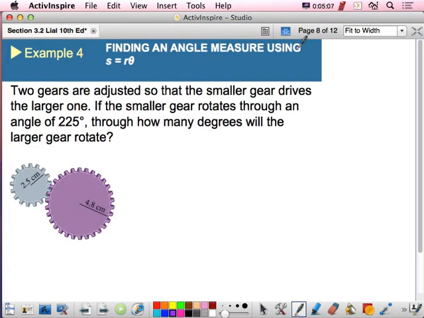Okay, so here's what we have. Two gears are adjusted so that the smaller gear drives the larger one. That's typically how gears work. If the smaller gear rotates through an angle of 225 degrees, we want to figure out how many degrees the larger gear will rotate.